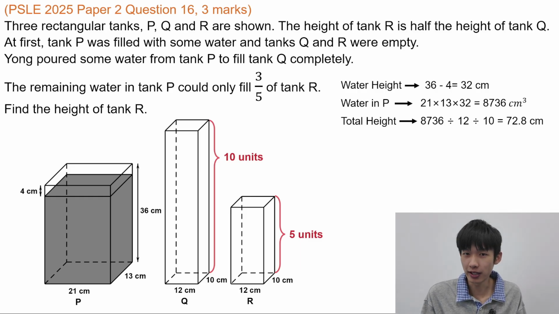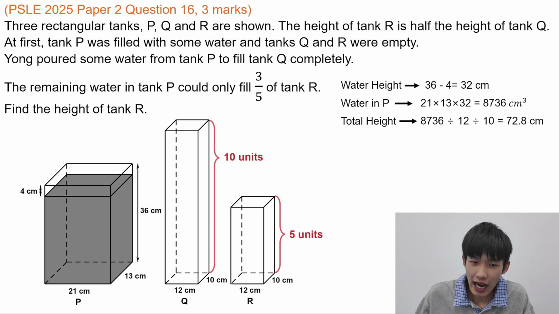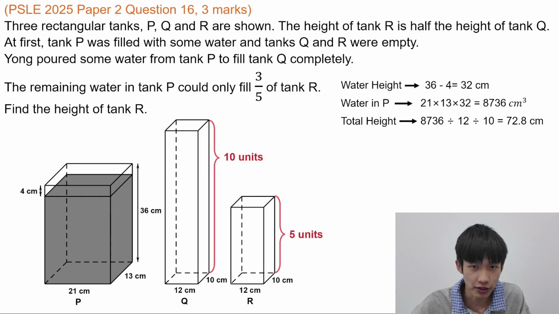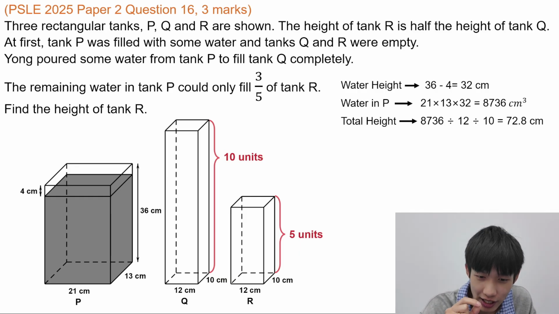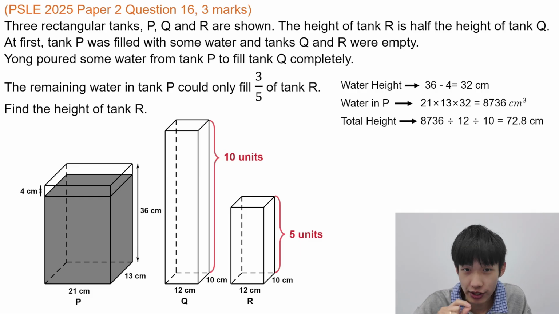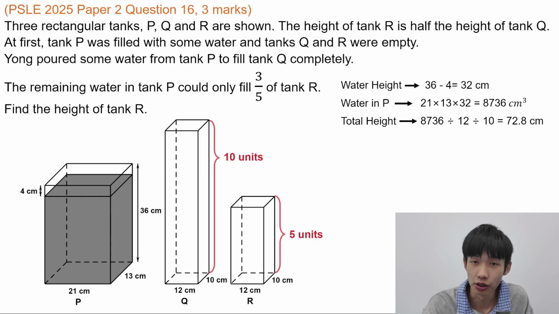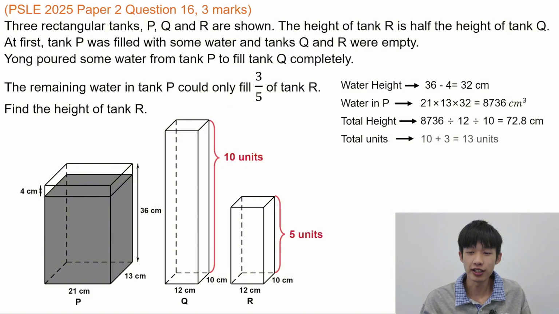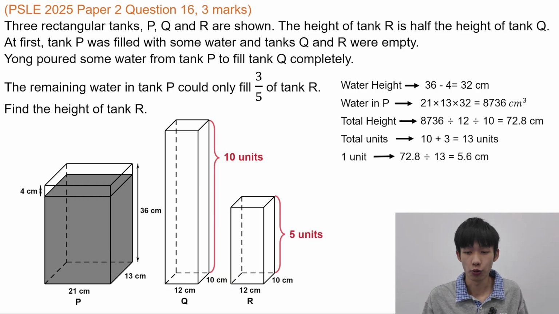But my problem is, how about the height of water? The height of water should be how many units? Is it 15 units? No, it's not. For R, it's just 3 units of water height. So we have a total of 30 units. So the total units of water is actually 30 units, not 15. But this 30 units corresponds to 72.8 centimeters. So what we can do is find that 1 unit will be equal to 5.6 centimeters by dividing by 13.